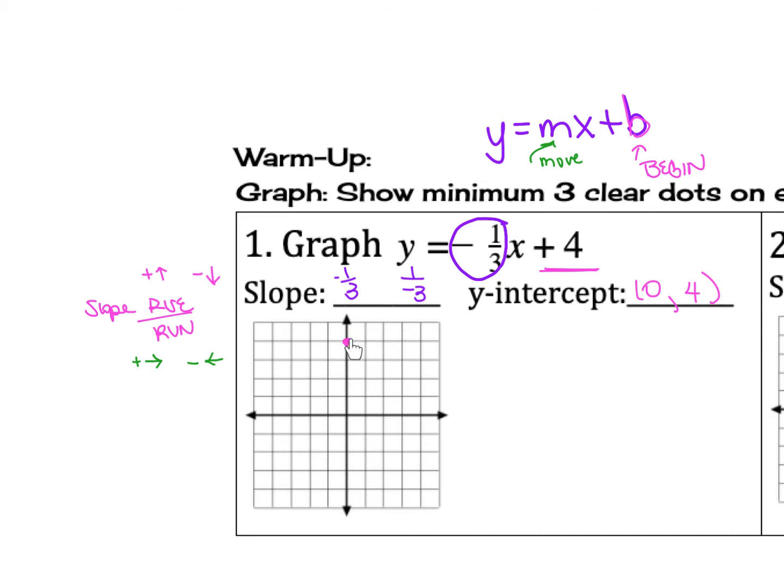So starting at our y-intercept at 0, 4, we can go negative 1/3. That tells me I can go down 1 because it's negative 1. Positive 3 is right 3. So down 1, right 3. Or I can start from the point on the y-intercept again. Positive 1 is up 1 and then left 3. And then here is our line.